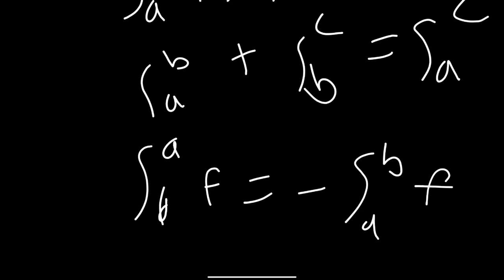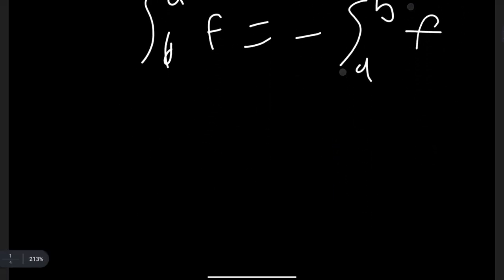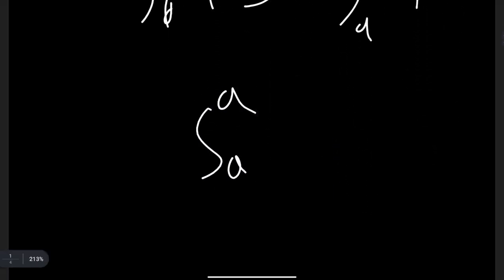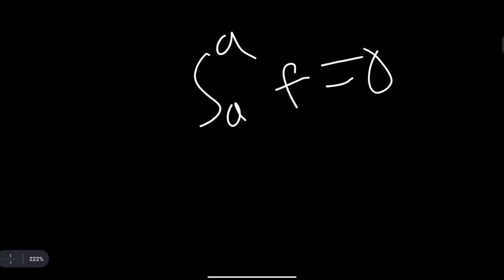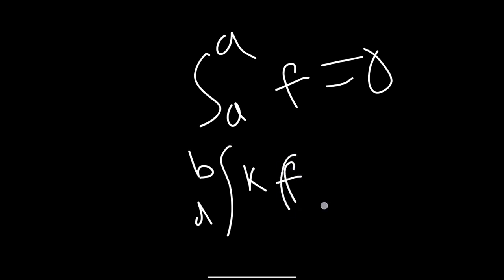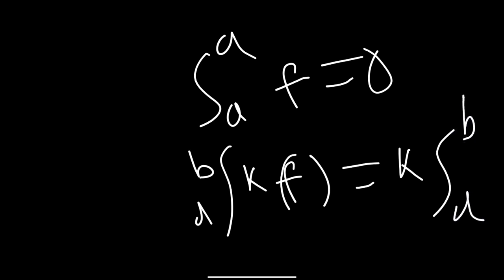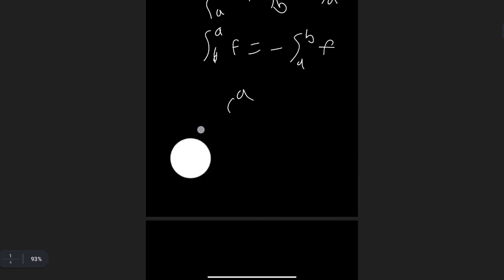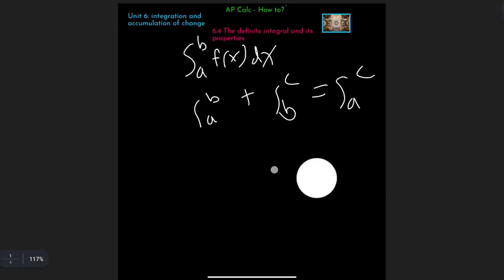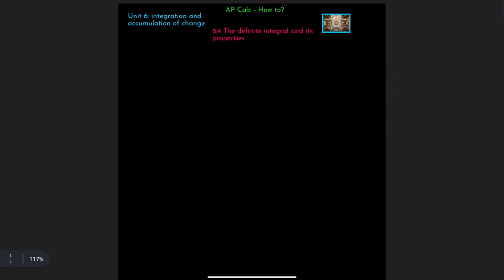Zero width intervals: when it goes from a to a of a function, it just equals 0. And then a constant multiple: the integral from a to b of k times your function equals k times the integral. So you can just pull the constant out. Those are the major properties that allow you to apply these rules while doing your integrals and help you a lot in simplification.